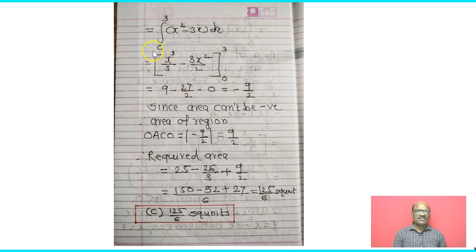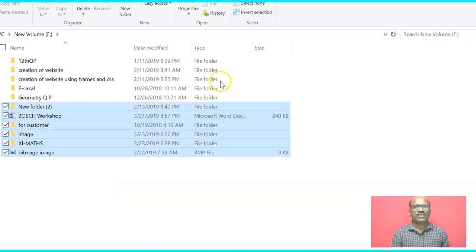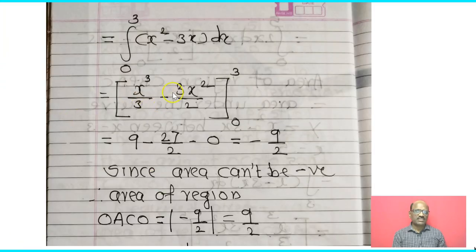Again, it's 0 to 3. That is the integral of x square minus 3x dx, and find out its integral: x cube upon 3 minus 3x square upon 2. Now its area is x cube upon 3 minus 3x square upon 2. That is 9 minus 27 upon 2 minus 0, that is minus 9 by 2.